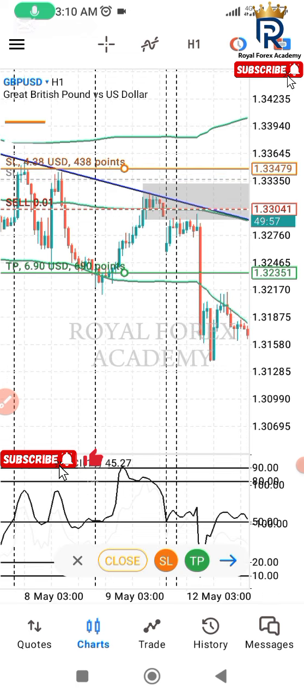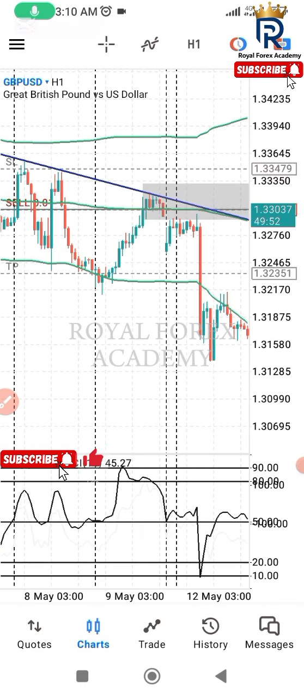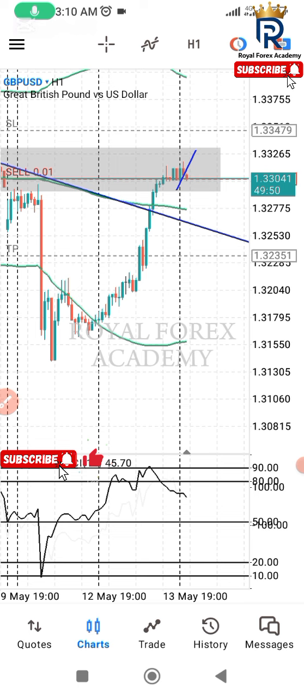So this is it. This is how it looks, and this is how exactly you will find your entry trading this pattern. And I believe you have learned something new.